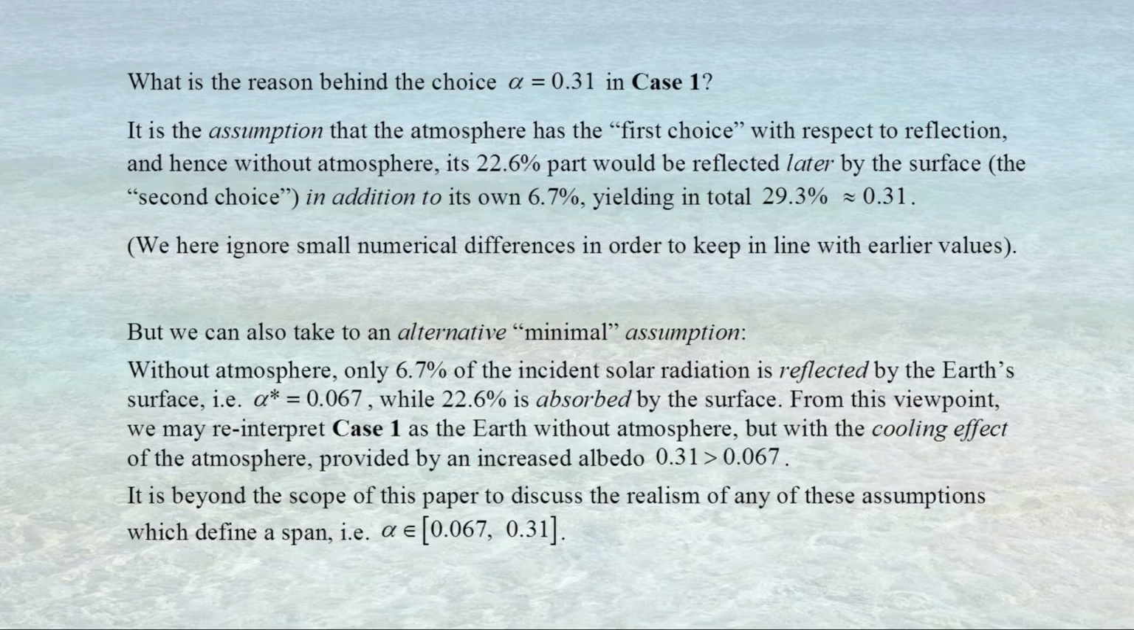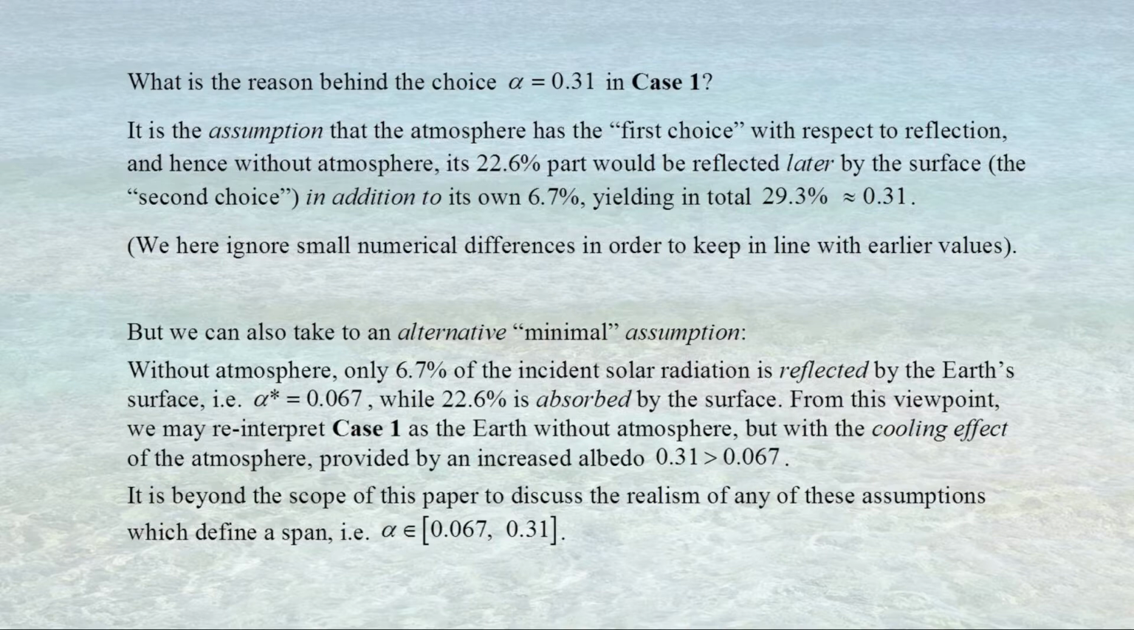But we can also take an alternative, minimal assumption. Without atmosphere, only 6.7% of the incident solar radiation is reflected by the Earth's surface, that is, alpha star equals 0.067, while 22.6% is absorbed by the surface. From this viewpoint, we may reinterpret case 1 as the Earth without atmosphere, but with the cooling effect of the atmosphere, provided by an increased albedo 0.31 greater than 0.067.